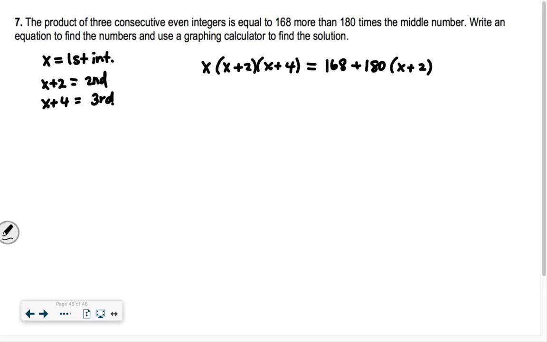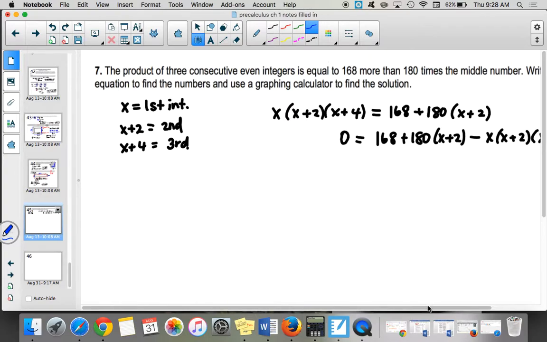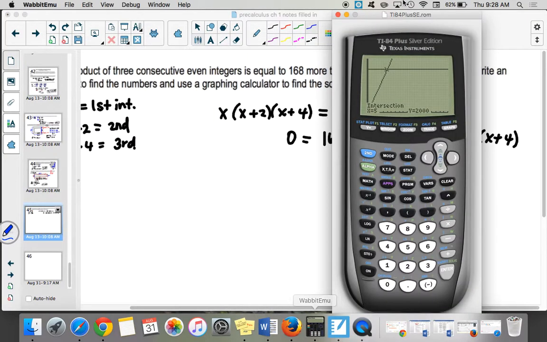Okay, so this one's a little bit tricky, like when you do the y1 and y2. Let's do it where we set it equal to 0. So I'm going to do 168 plus 180 times x plus 2. And I'm going to subtract out x times x plus 2 times x plus 4. So you could put a big parenthesis around all of that. Your calculator actually won't. You don't need it. It will do order of operations. It will multiply everything before it subtracts. Oops, sorry. There you go, you got it.